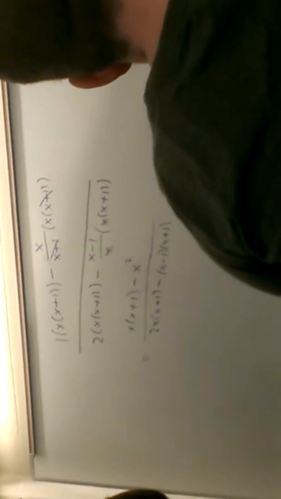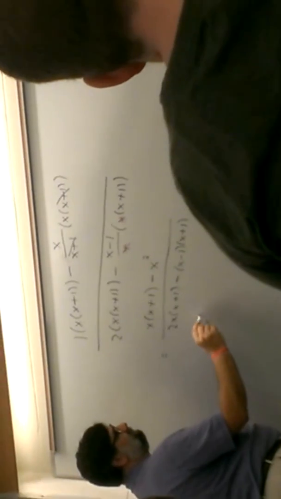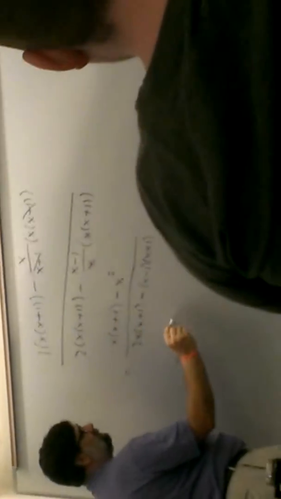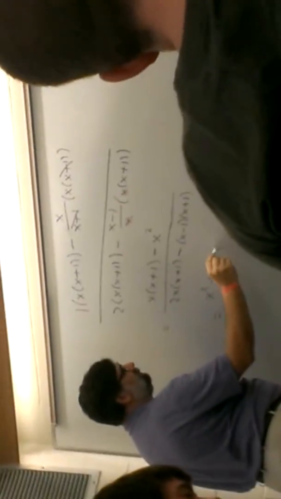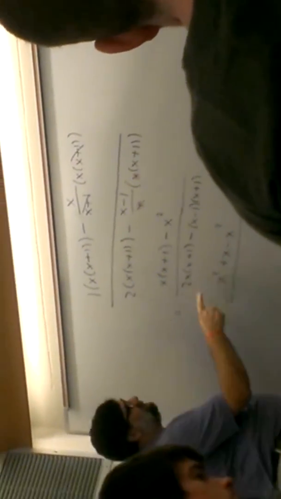the rest, as they say, is just algebra. X squared plus X minus X squared. That's going to simplify nicely. Denominator is 2X squared plus 2X.